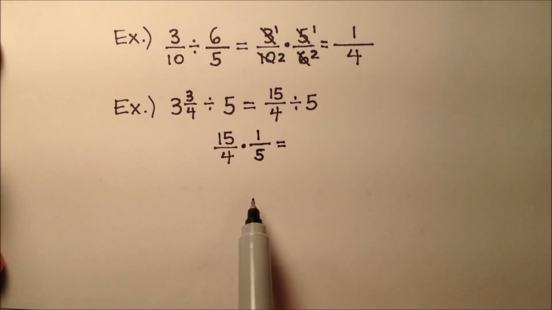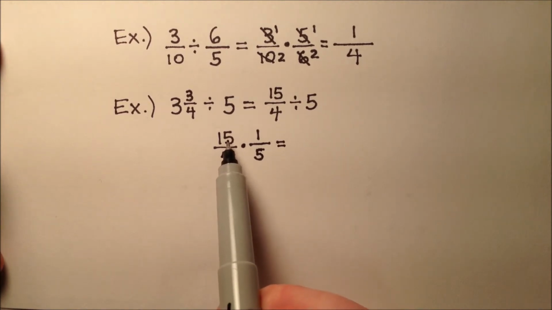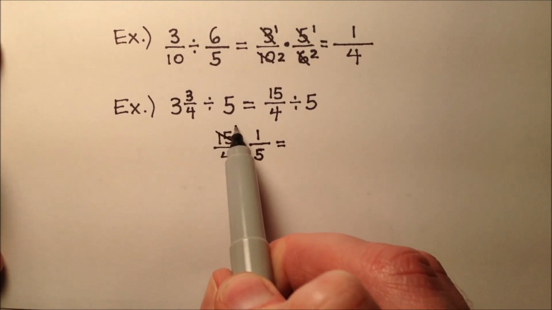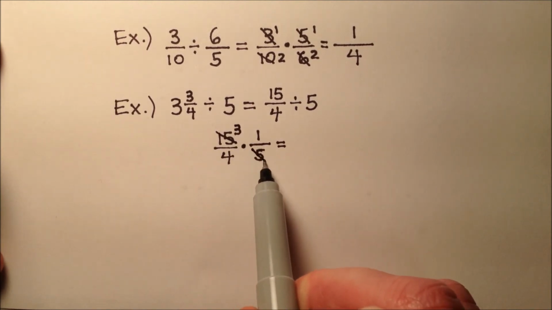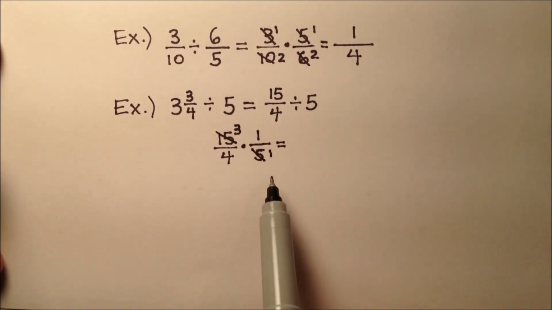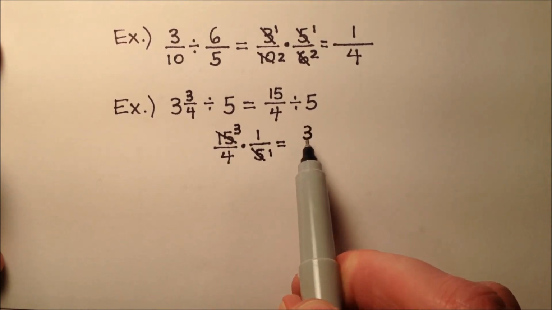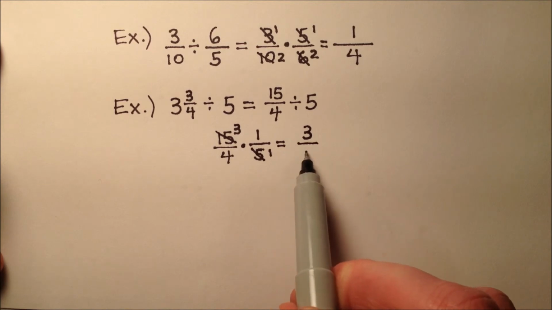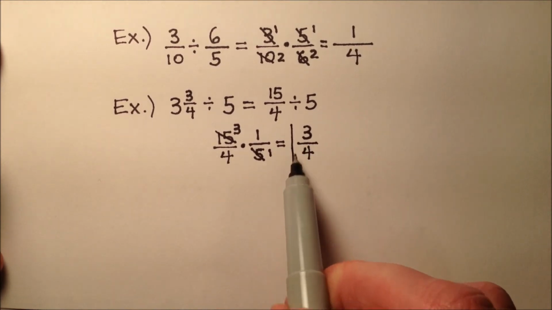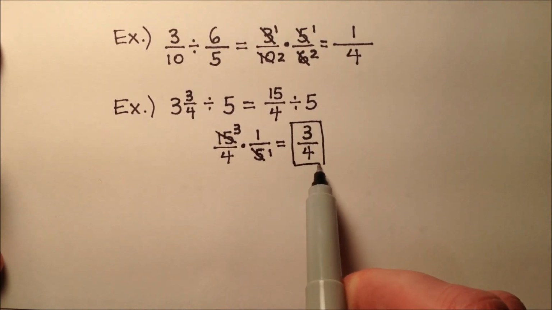So now we can multiply. First we can take a 5 out of this 15 and 5. And the 15 becomes a 3, the 5 becomes a 1, and we just multiply across. 3 times 1 becomes 3, 4 times 1 becomes 4, and our answer is 3/4.